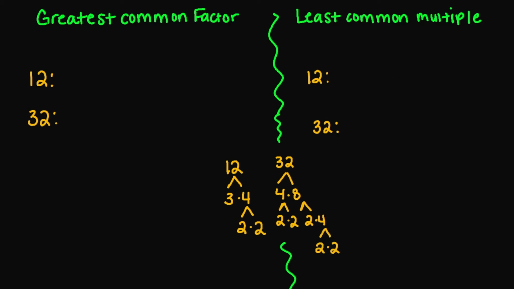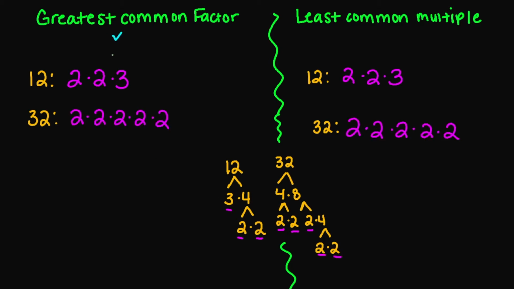So for my 12, we have 2 times 2 times 3. So I'm going to write 2 times 2 times 3 for my 12. And then my 32, we have 2 times 2 times 2 times 2 times 2. So let's look at our GCF. We're going to find a common factor that both my 12 and the 32 share.